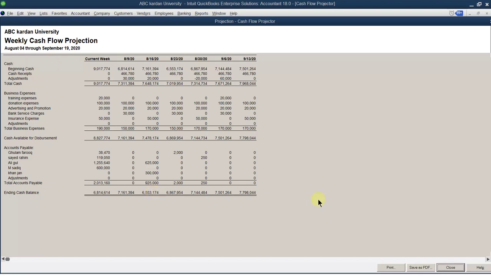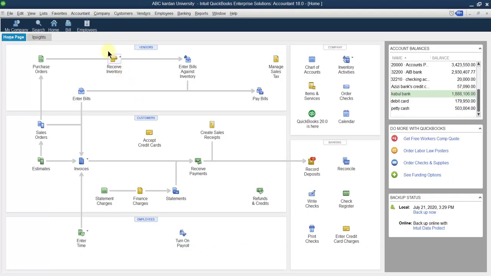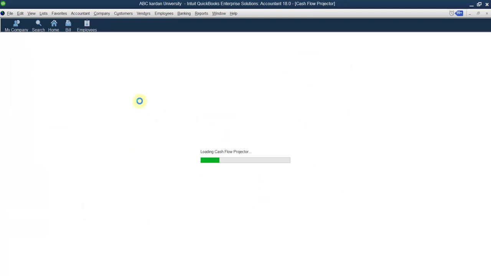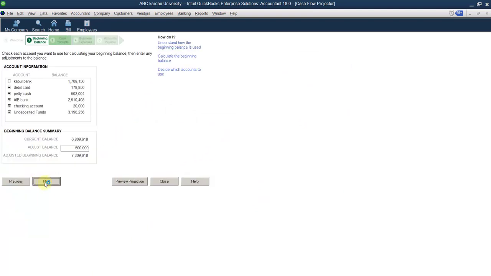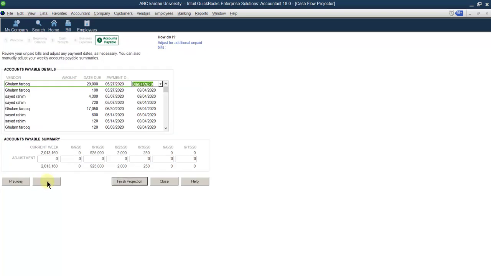So if everything is done, then you can print it, then you can save it in PDF, then you can close it, right? So I made this one, then close it, right? That is done. If you go once again back to the company, Projector, click on this one, then you can open your cash flow projectors. Okay, click on this, rest of the thing is fine. Everything is already selected, okay?